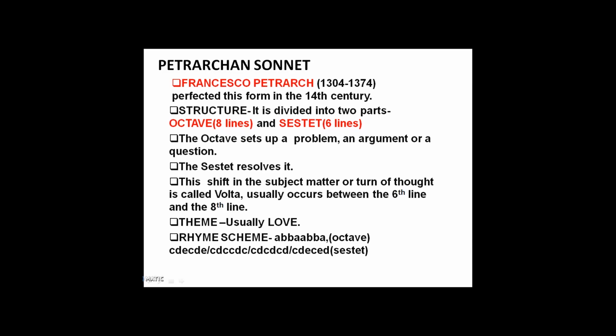This shift in the subject matter or turn of thought is called volta, and it usually occurs between the 6th line and the 8th line of the sonnet. The theme of a Petrarchan sonnet is usually love. The rhyme scheme of the octave of a Petrarchan sonnet is always ABBA, ABBA, while the rhyme scheme of the sestet is flexible and it varies.